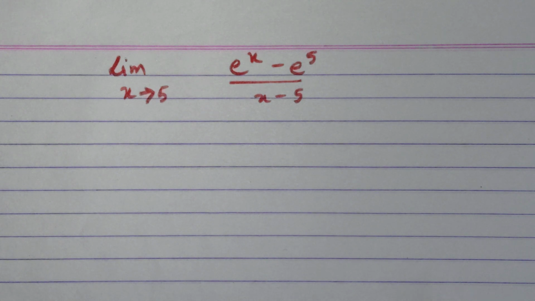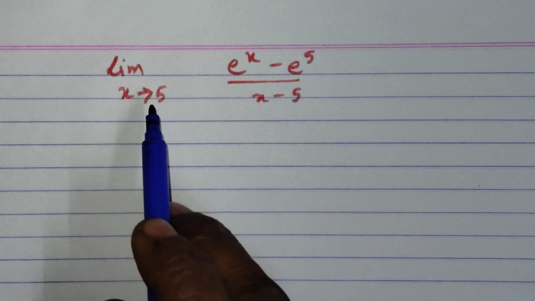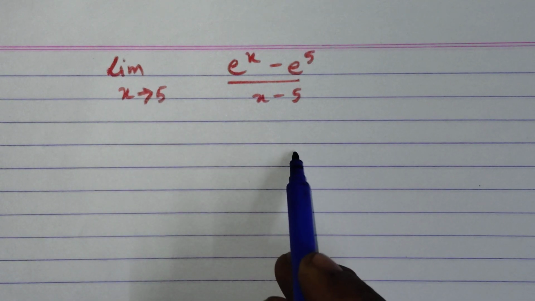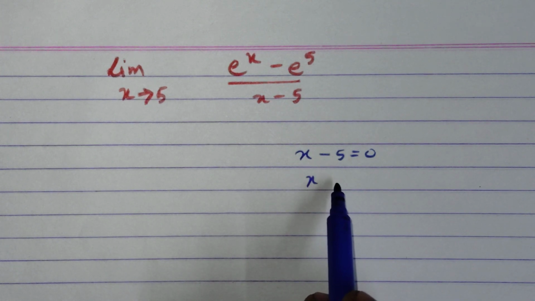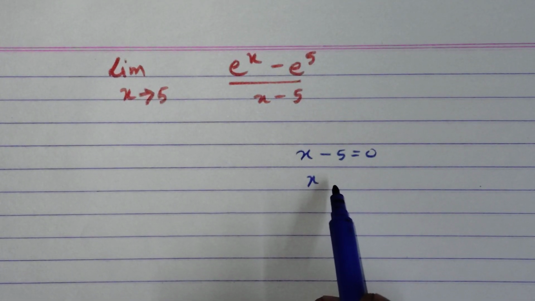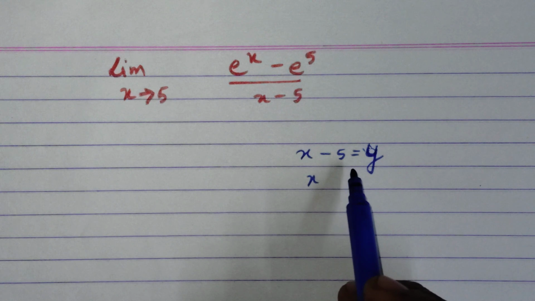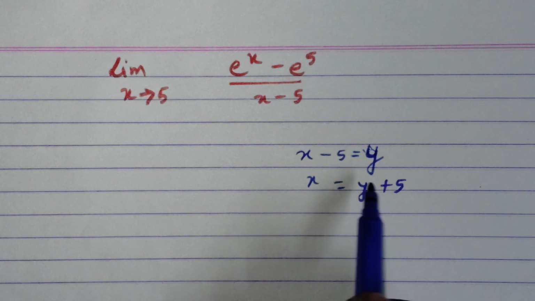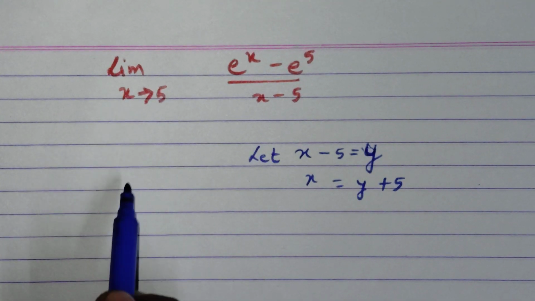So next problem is limit x tends to 5, e power x minus e power 5 over x minus 5. So here we need x tends to 0. So there is not x tends to 0. So what do we do? We replace x minus 5 equal to 0. So x minus 5 we replace with another variable y. So it means x equal to y plus 5. So we replace x with y plus 5, and x minus 5 we are assuming y.